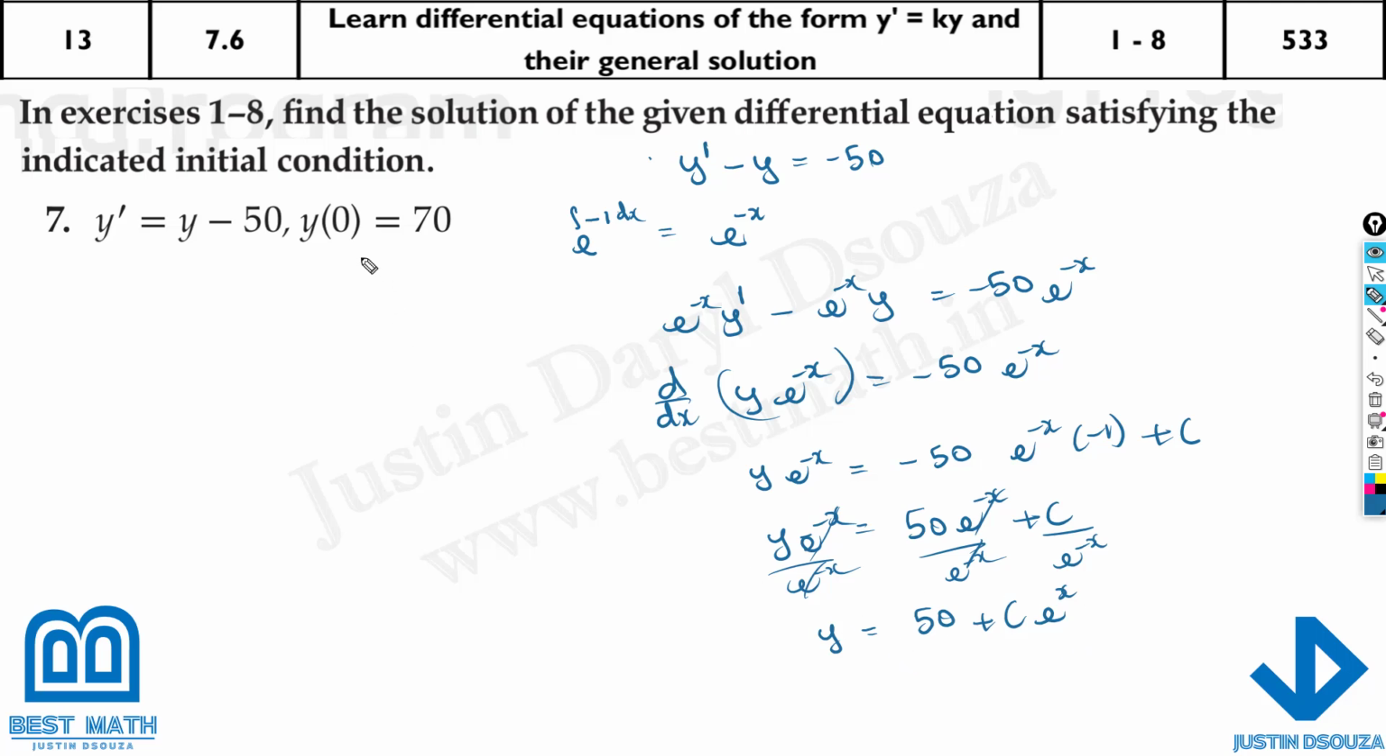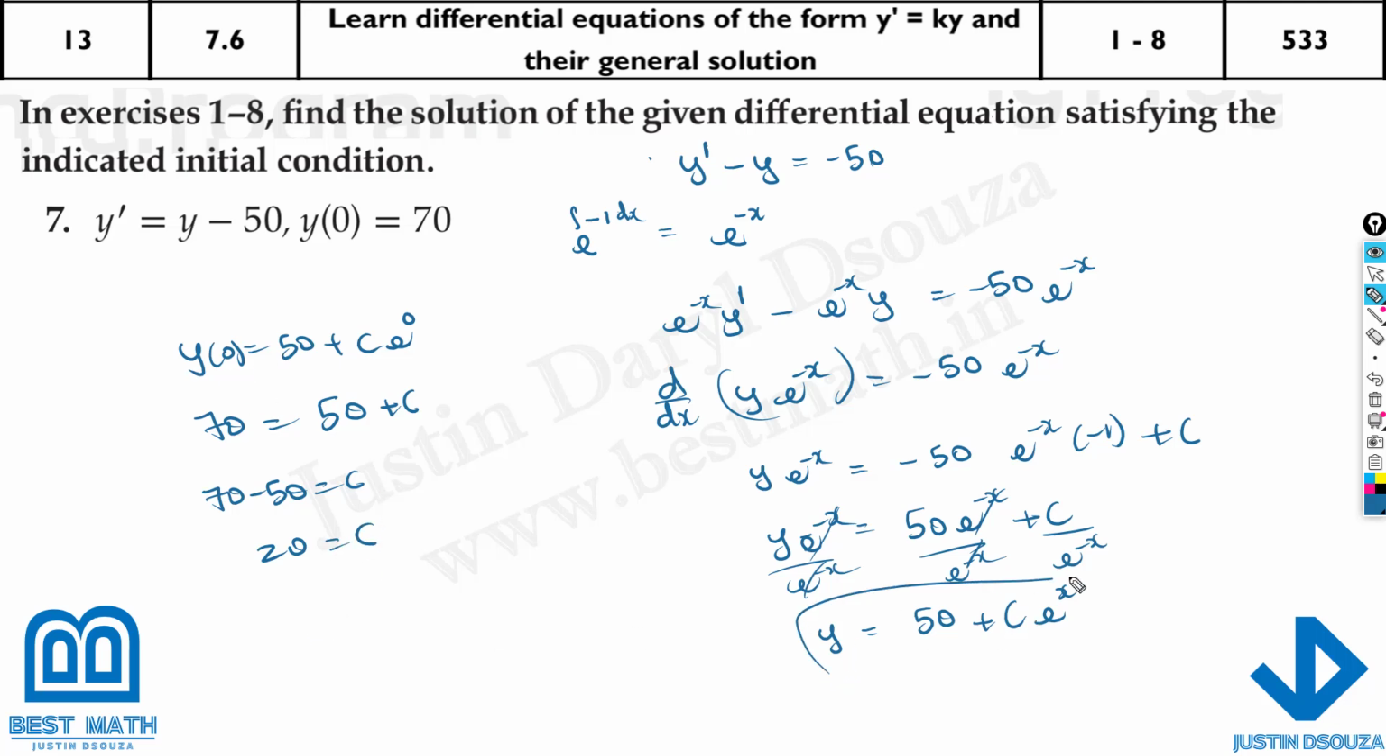But now we have been given initial conditions, right? So I'll just solve it out over here. y of 0 is equal to 50 plus c e to the power 0. See, just over here, instead of x, I put 0. That is y when it's initially at 0. So y of 0 is 70, given to us. 50 plus c. So take this 50 to the other side, it will be 70 minus 50 is equal to c. That's 20 equals c. So in the formula which we solved, y equals 50 plus 20 e to the power x. This is the final answer.